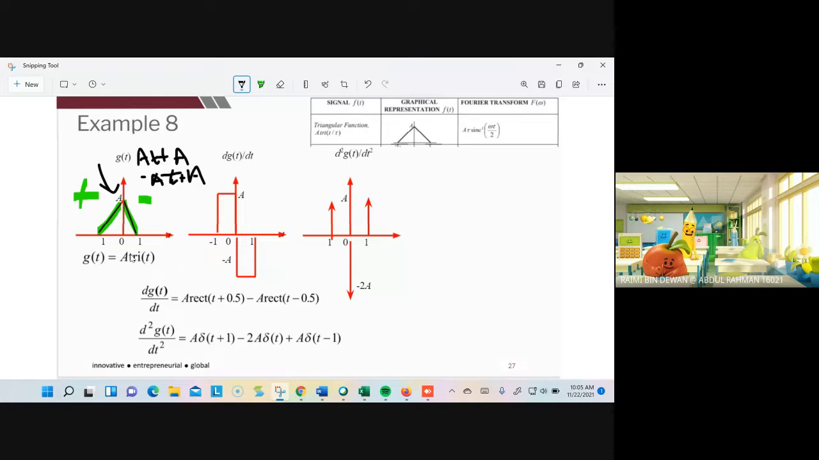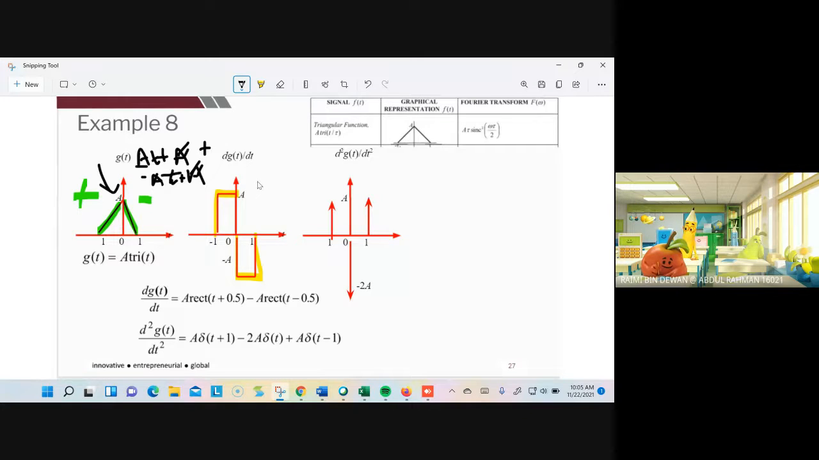Because this is the triangle, and then you differentiate. If you differentiate, you will lose this one, right? Because this is constant. T is gone, you have a. So you have a constant now if you differentiate by first order. First constant is a, second constant is negative a. So now you have a and you have negative a.